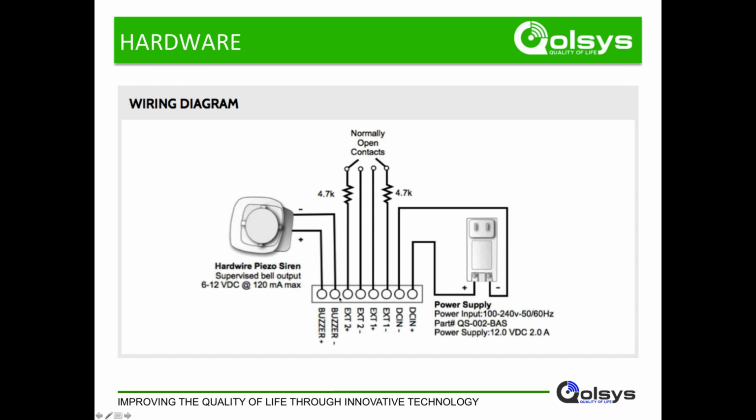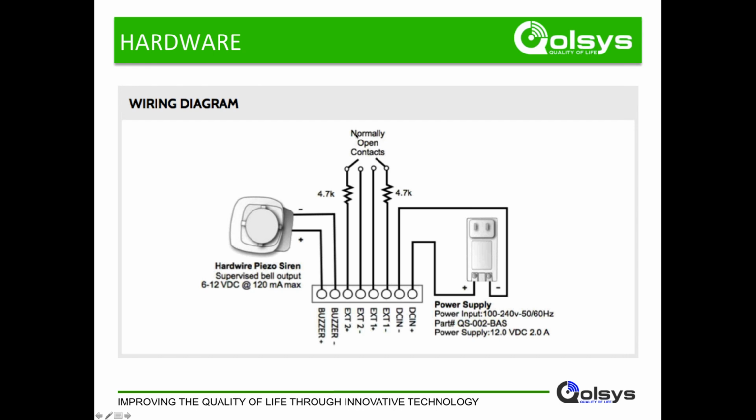We also support 2 external inputs here, so hardwire inputs. Go back here. 2 hardwire inputs. So if maybe you're mounting this by the garage door and you just want to quickly hardwire in the garage door that's right next to the panel, save yourself a wireless contact, you can do that.